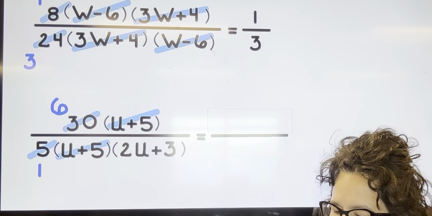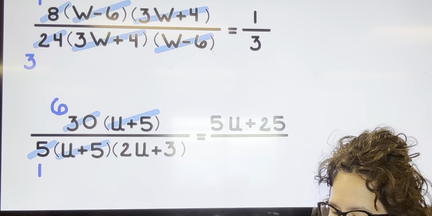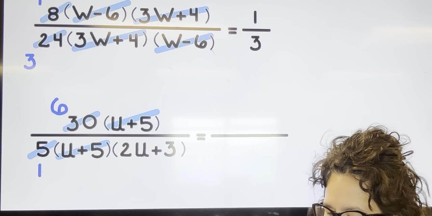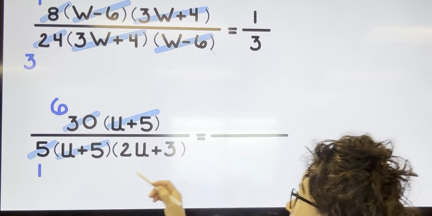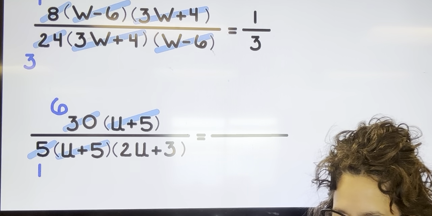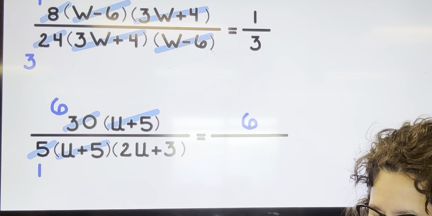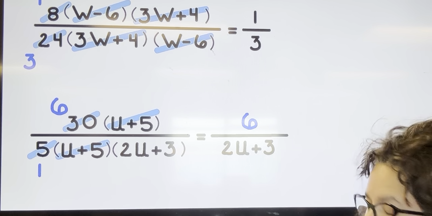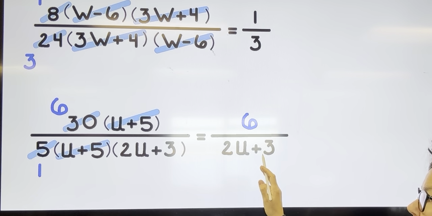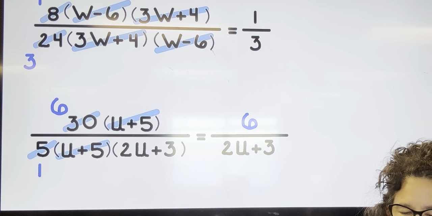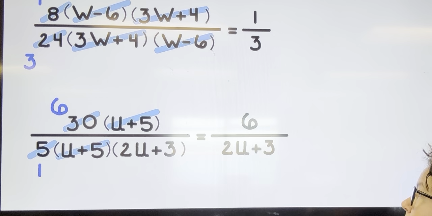So what I have left in the top is, lots of mistakes on this one here. Let's see. What I have left is just the 6. And then in the denominator, all I have left is the 2u plus 3, because if I multiply that by 1, it stays the same. Okay, there we have it.